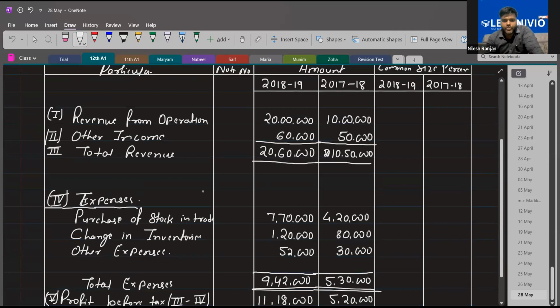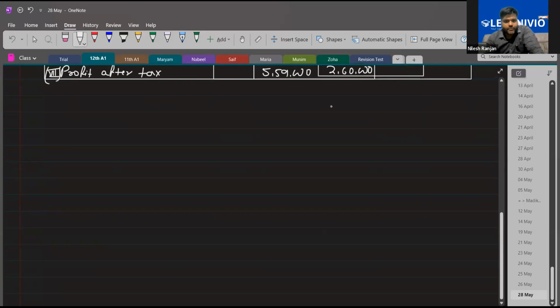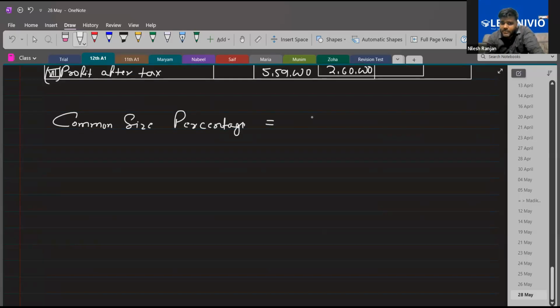After this, we have to calculate percentage. So this is the base item, 20 lakh in 2018-19 and 10 lakh in 2017-18. So if we have to calculate common size percentage, can you tell me the formula of common size percentage? The amount into base year into 100, right? Individual item divided by base item into 100.